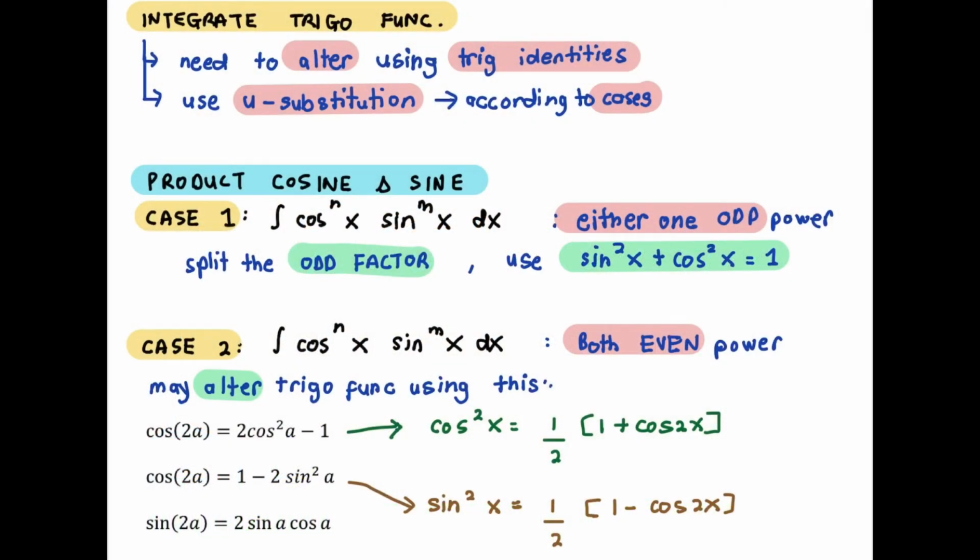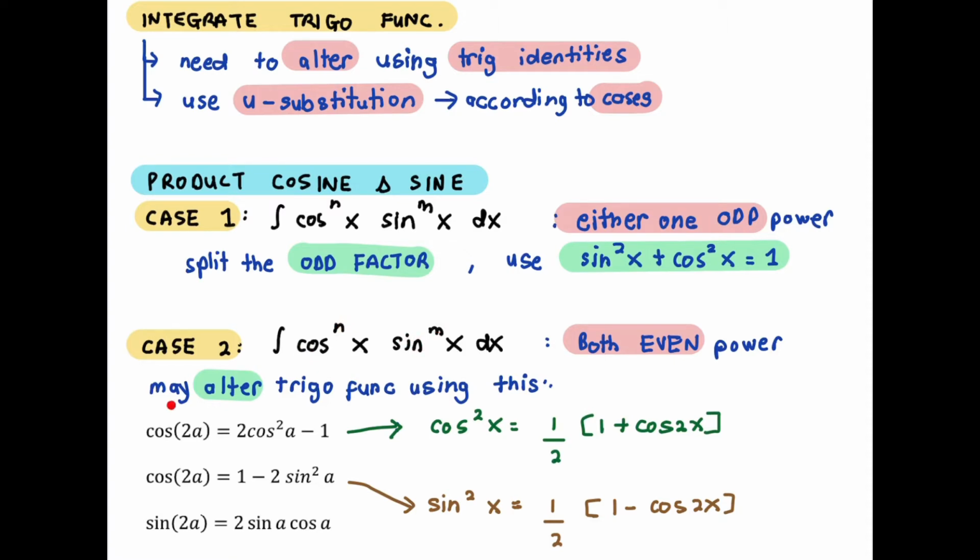We are going to case number 2. Take note that we are still in the process of product, cosine and sine. Case 2 is when both your sine and cosine are even power. So what should you do if both of them are even power?